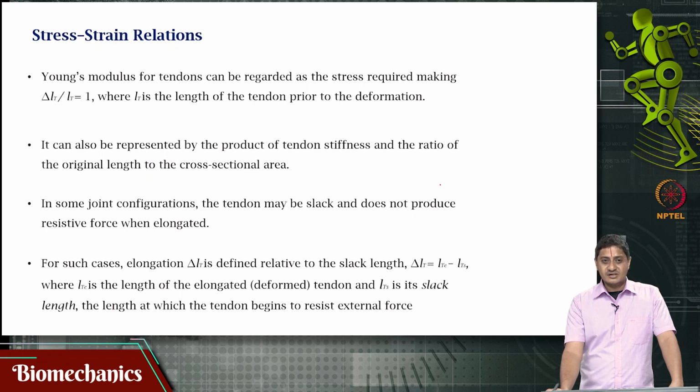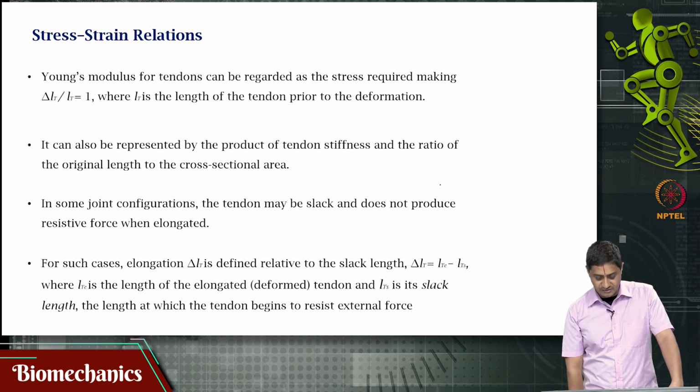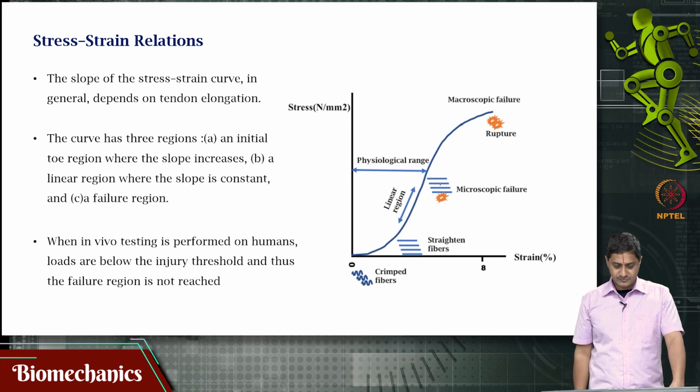the elongation or the deformation that we are looking at is defined relative to the slack length, right. Now you have an elongated length or the deformed tendon length, and then you have the length of the tendon when it is slack, that is the slack length, the length at which the tendon just begins to resist the external force. Okay.